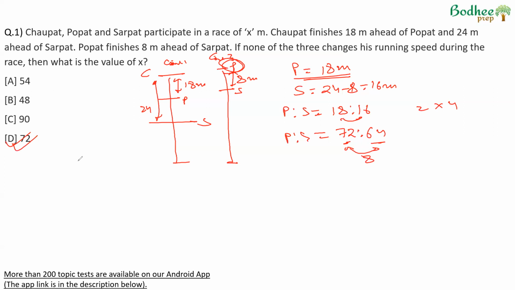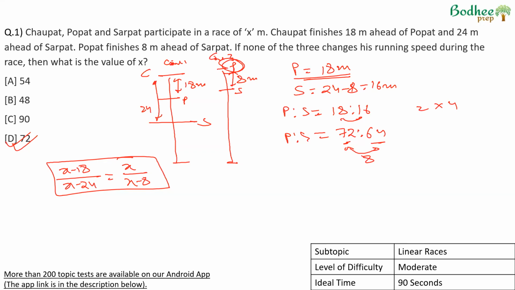Or what we can do is, in case 1, P has run X minus 18 meters. In the same time, S has run X minus 24 meters. And in case 2, P has run X meters. In the same time, S has run X minus 8 meters. Cross multiply, solve for X. We'll still get the value as 72. That's an easy to moderate question. You would have done this question multiple times while practicing as well. So 90 seconds, easy to moderate, linear races question.